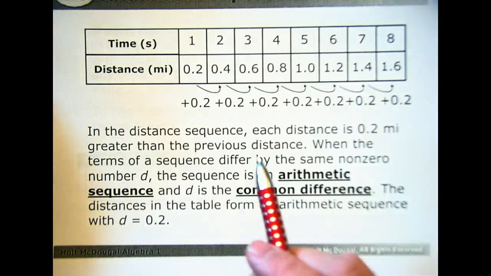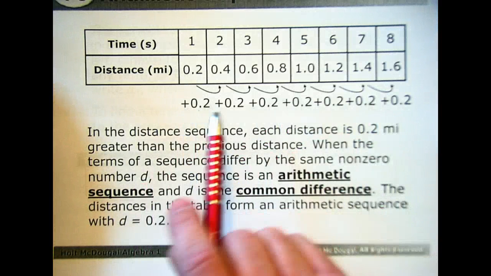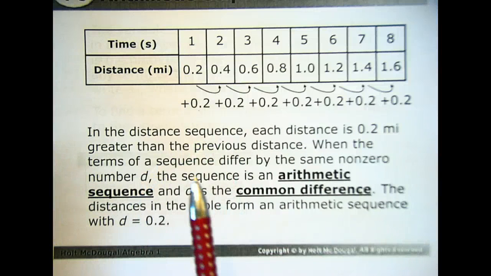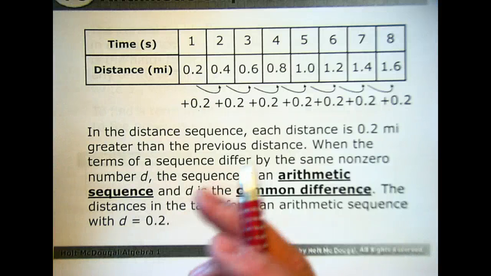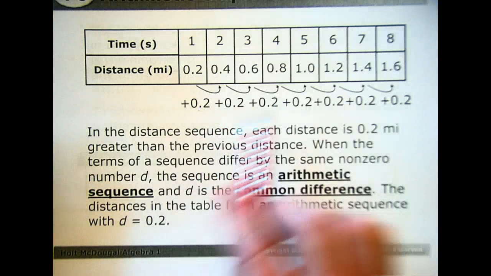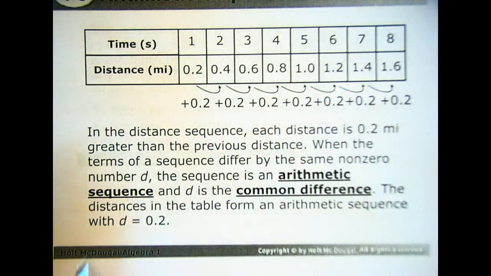Remember right before spring break, when I talked about this, I said adding and subtracting are kind of lumped together. When you're subtracting, you're actually adding a negative. Or when you're dividing, you're actually multiplying by a number greater than 0 and less than 1. So we only deal with adding when we're talking about this. However, you could be going down as well, because you're adding a negative. This is a common difference.